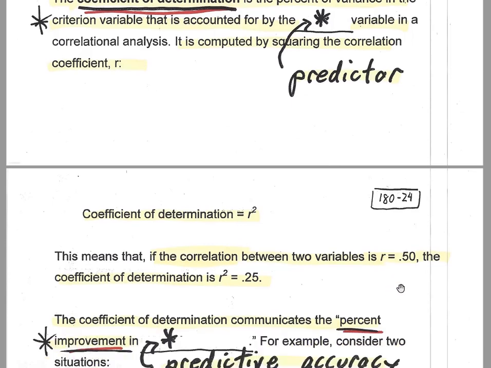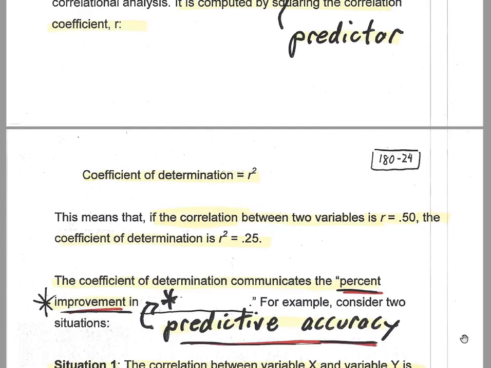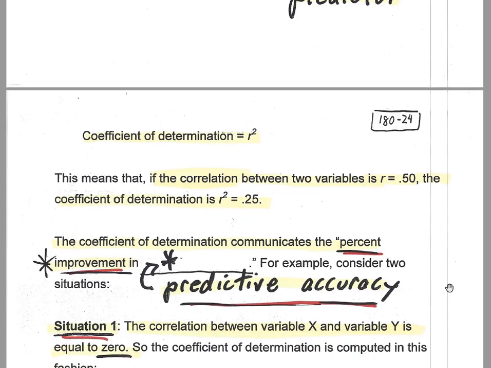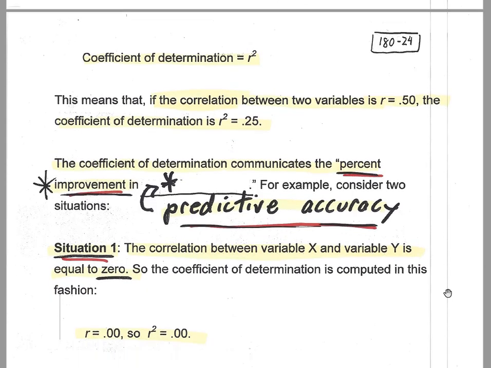I want you to be able to interpret coefficient of determination, understand what it means. I'm still on page 24. Coefficient of determination communicates the percent improvement in predictive accuracy. Now that statement by itself doesn't mean anything, but I'm going to give you some examples. Compare the following two situations. Situation 1 is going to be a situation in which you have 0 predictive accuracy.